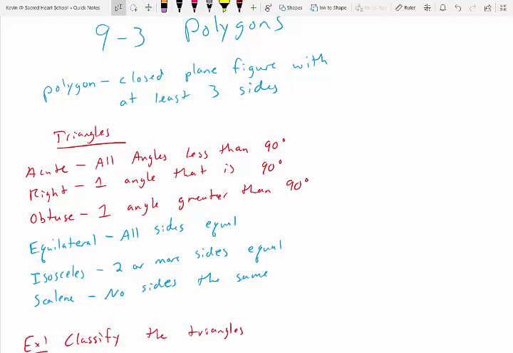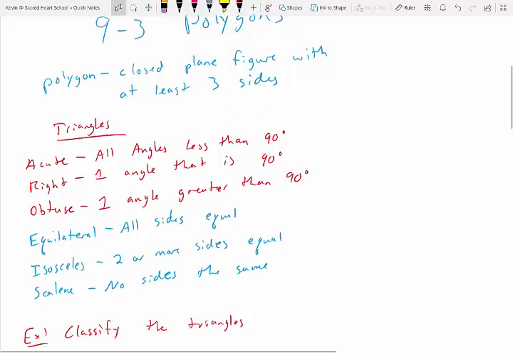The first 3 names are all angles. We have acute, right, and obtuse. An acute triangle has all angles less than 90 degrees. A right triangle has one angle that is exactly 90 degrees. An obtuse triangle has one angle that is greater than 90 degrees.